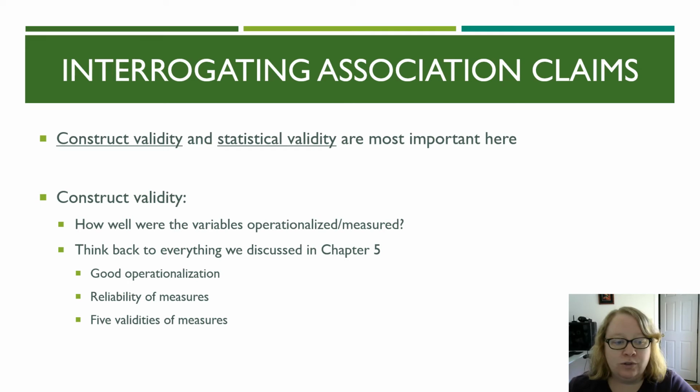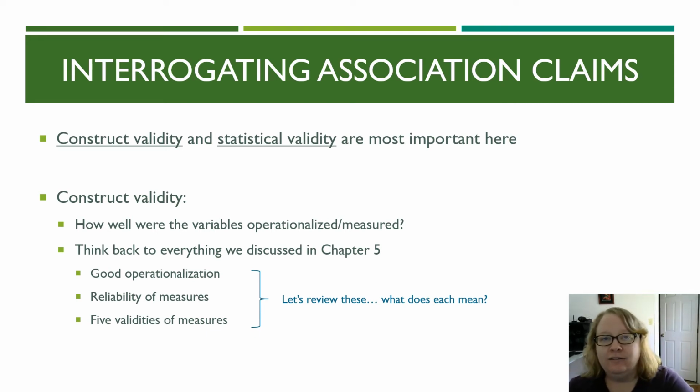And to do this, you can think back to basically everything we talked about in chapter 5. So good operationalization, reliability of measures, those five subtypes of construct validity. If we're going to review these, operationalization is turning a conceptual variable into an operationalized one, what you're actually going to measure or manipulate. That would be kind of like if our conceptual variable was, say, helping behavior, and we operationalize it by having people experience somebody else having an emergency and then see if they go help them, right? That'd be the operationalization of the DV from the Darley-Latané paper.